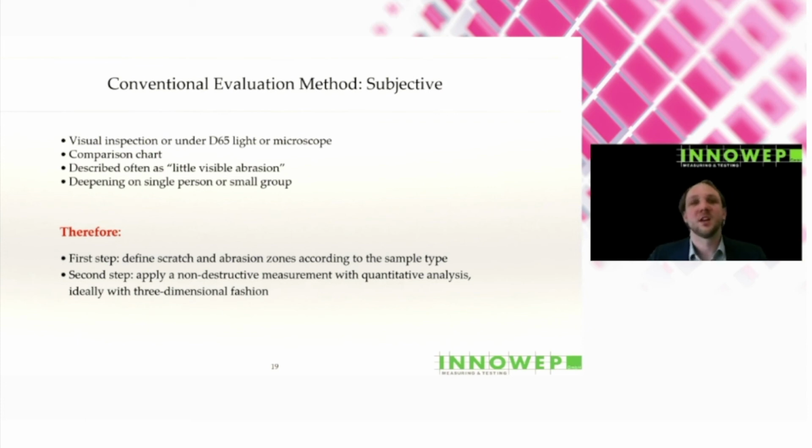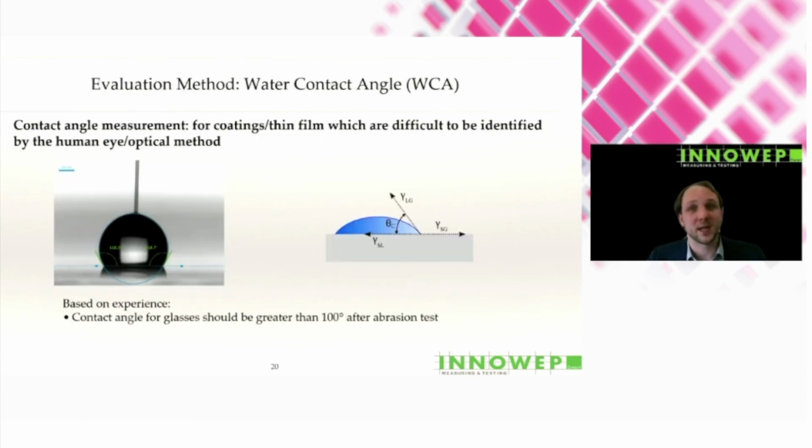A better way to evaluate abrasion marks, as one example, is water contact angle, which is a perfect measure for flat and transparent surfaces. You place water on the sample surface and measure the contact angle. It's widely used in the glass industry, I guess, so probably a lot of you are already familiar with these techniques.